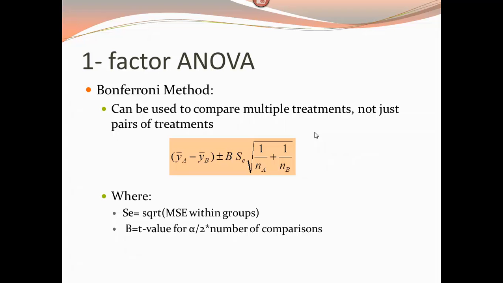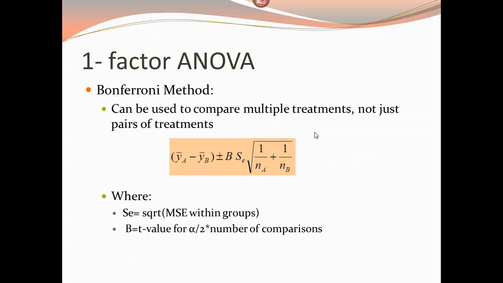SE is the square root of the MSE within groups, and then B is a t-value for alpha over 2 times the number of comparisons. The number of comparisons you'll see in the example video is denoted as G, so this is the t-value for alpha divided by 2 times G, based on the degrees of freedom between groups is what we're going to use in there.